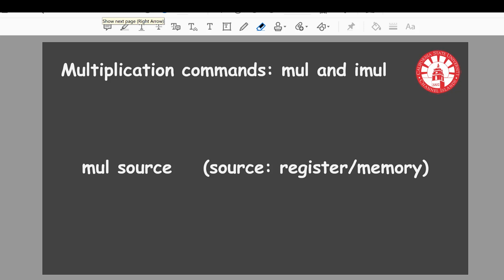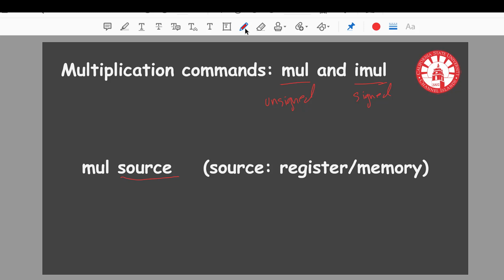Multiplication has two forms in assembly. One is for the unsigned number, which is mul, and the other one is for signed number and it's specified with imul. So we start with mul operation. The mul operation has only one operand or argument, and in here we specify that with source.